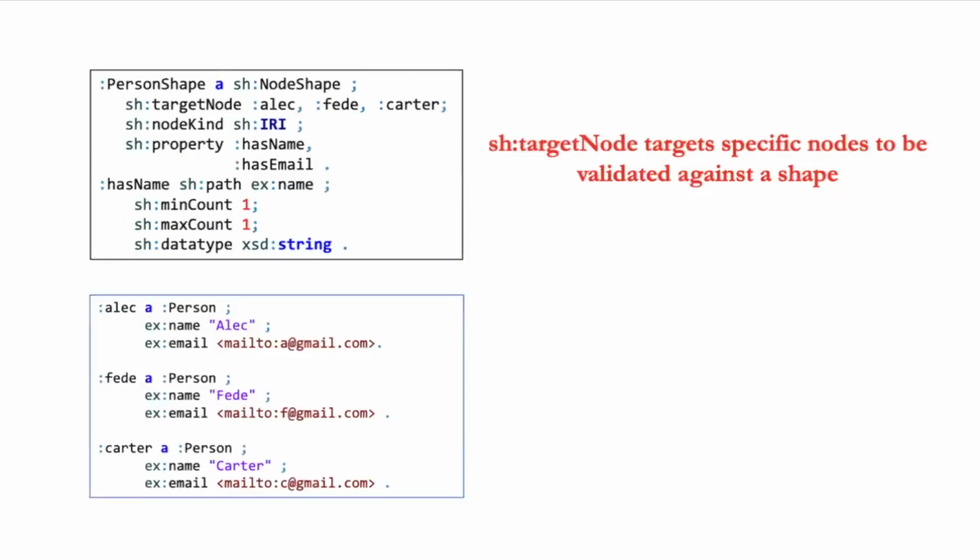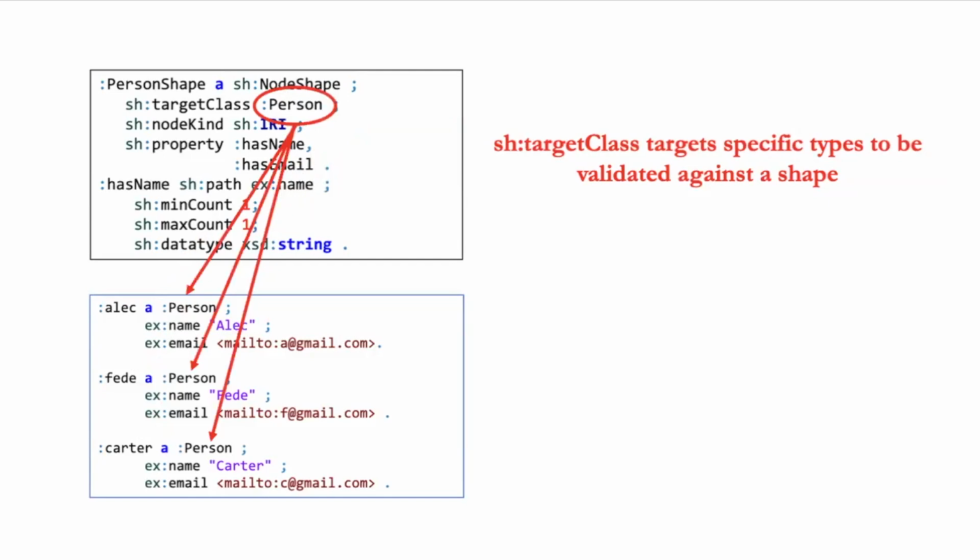So if I'm looking at the target node, it lets you identify specific nodes to be validated against a shape. In this case, as I said, Alec, Fede, Carter, and these are the things you see in the graph. It doesn't have to be just the specific names, though. You might want to be more general. You could talk about classes like Person. It will still apply, right? Now I don't need to name Alec or Fede or Carter. I can just say, look, they are of type Person. Focus on that. It's a nice way to summarize, so you don't have to type out names.